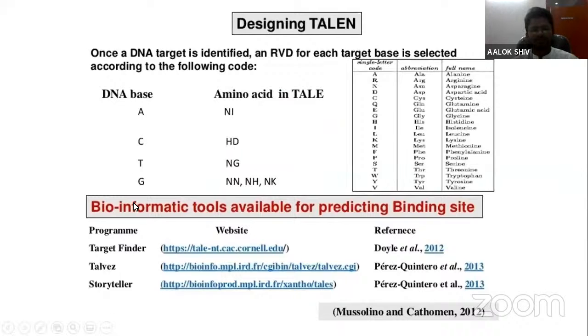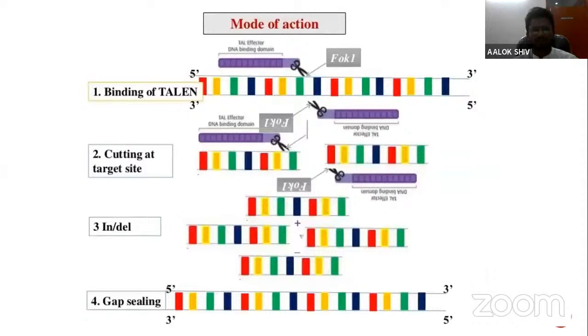So these are the different bioinformatics tools through which we can predict the binding site and design the Talon protein. This is the mode of action of the Talon. This is the Talon protein, which is the DNA binding domain, and again you can see the endonuclease present here is Fok1. In case of ZFN, the zinc finger motif and the zinc finger nuclease, and the Talon, the endonuclease is the same, that is Fok1.